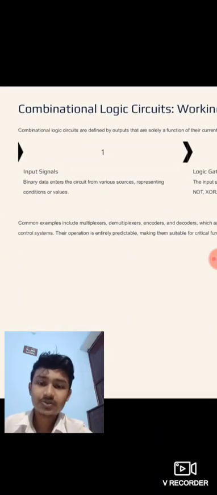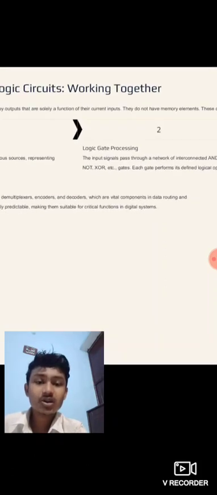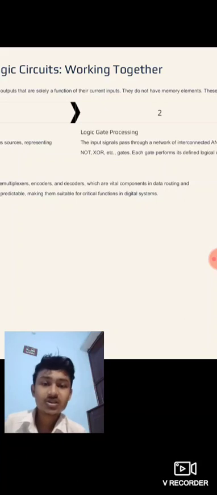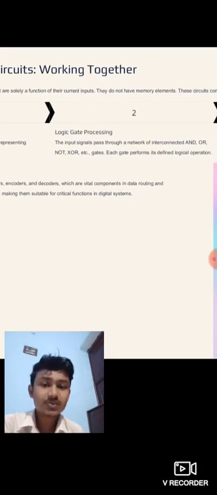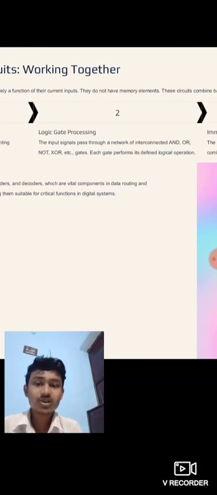First, input signals. Binary data enter the circuit from various sources, representing the condition of values. Now, logic gate processing. The input signals pass through a network of AND, OR, NOT, NOR, XNOR, etc. gates. Each gate performs its defined logical operation.